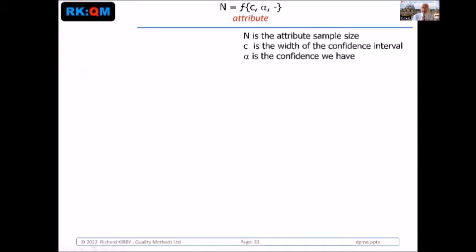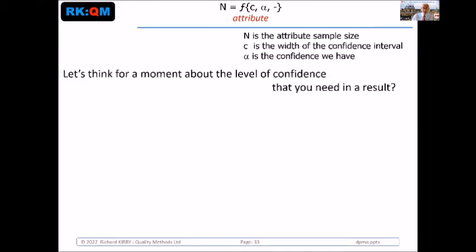The formula in the title here refers to the relationship between n, the attribute sample size. We would have used a small n for a variable sample size. C, the width of the confidence interval required to ensure the top of the upper range is less than the customer contract. And alpha, which is the confidence in the result. These are linked. Let's think for a moment about the level of confidence you need in a result.